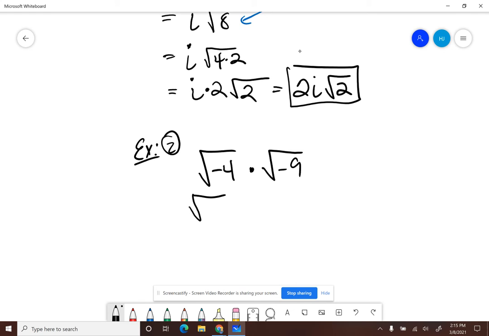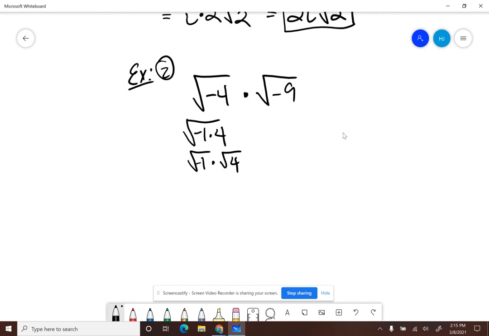So here again, I can rewrite it as the square root of -1 times 4. And then again, the square root of -1 is i, and the square root of 4 is 2. So very simply, this right here simplifies quite nicely down to 2i, okay?